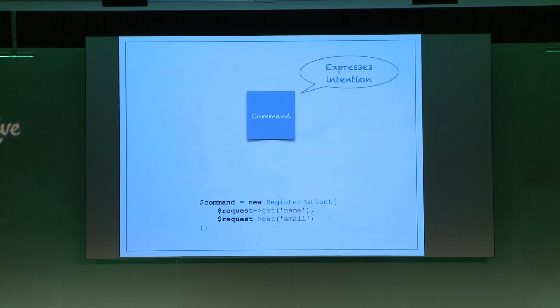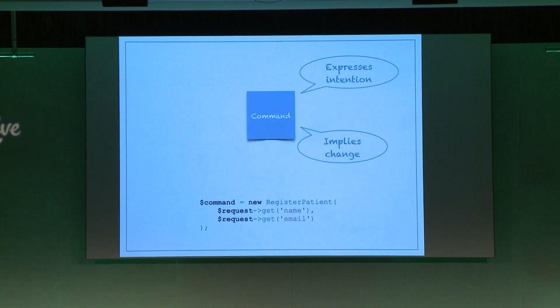Because one of the nice things is this is a command object. It represents the intention of the user initially. So whenever the user calls our application from the outside, then we know that they want to register themselves as a patient. We just provide all the data we need. A command implies change, which is an interesting thing. Usually, if we map a request to a form to an object, we don't really know if anything changed. So a command makes this explicit.